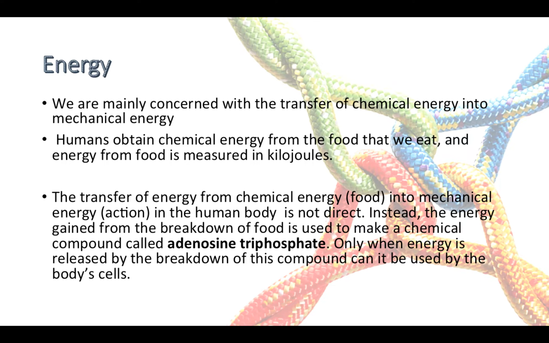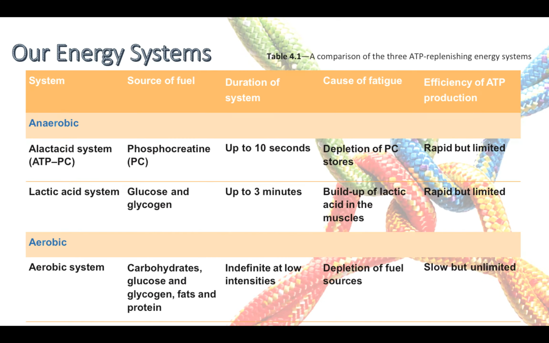The transfer of energy from chemical energy or food into mechanical energy in the human body is not direct. So instead, the energy is actually gained from the breakdown of food. So our body breaking down that food is used to make a chemical compound called adenosine triphosphate, or as you would probably more commonly know it, ATP.